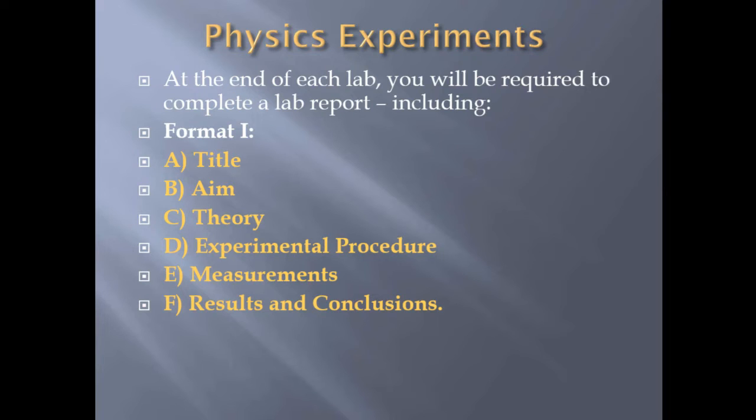So if it's a linear relationship, it may be obvious, but you should talk about what relationship you want them to realize. So title, aim, theory, experimental procedure, measurements, results, and conclusions.